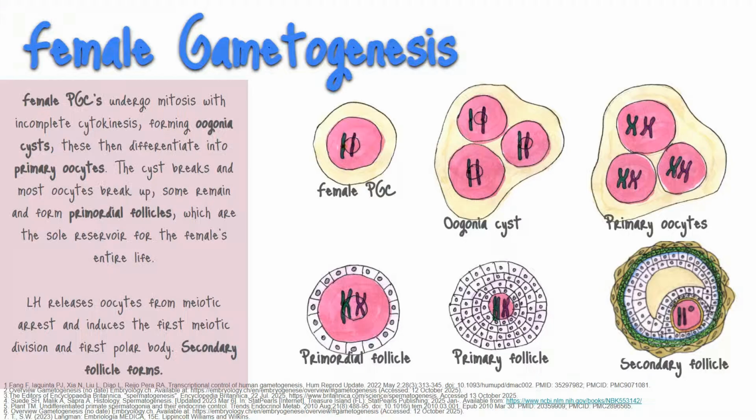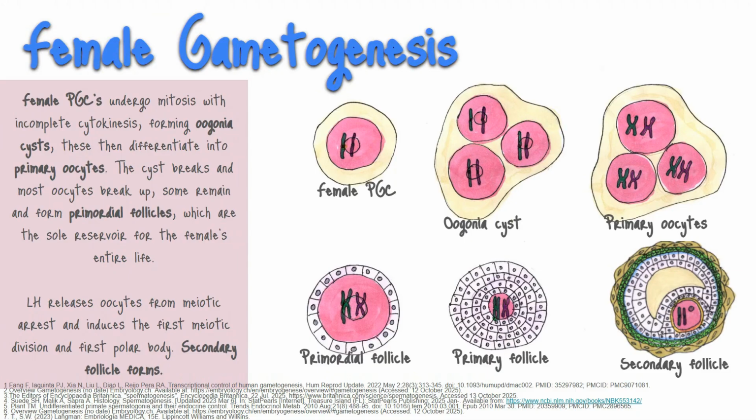Female PGCs undergo mitosis with incomplete cytokinesis, which is cytoplasmic division, forming oogonia cysts. These then differentiate into primary oocytes. The cyst breaks, and most oocytes break up. Some that have support cells around them remain and form primordial follicles, which are the sole reservoir for the female's entire life. 40,000 persist to puberty, and less than 500 will be ovulated. The primordial follicle then becomes the primary follicle.